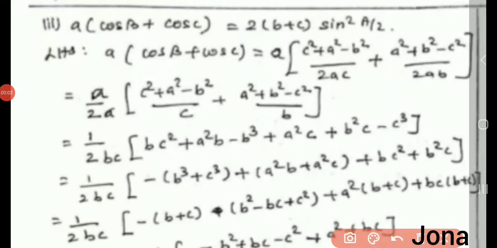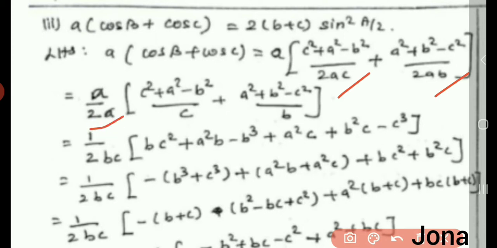Second problem: a times (cos B plus cos C) equals 2 into (B plus C) into sin squared A by 2. Take the left hand side here, a into (cos B plus cos C). I want to substitute the cosine formula, that is cos B equal to (c square plus a square minus b square) divided by 2ac, and cos C is (a square plus b square minus c square) divided by 2ab. Okay, and here at the denominator 2a is common. I want to take this 2a as the common factor to the outside.